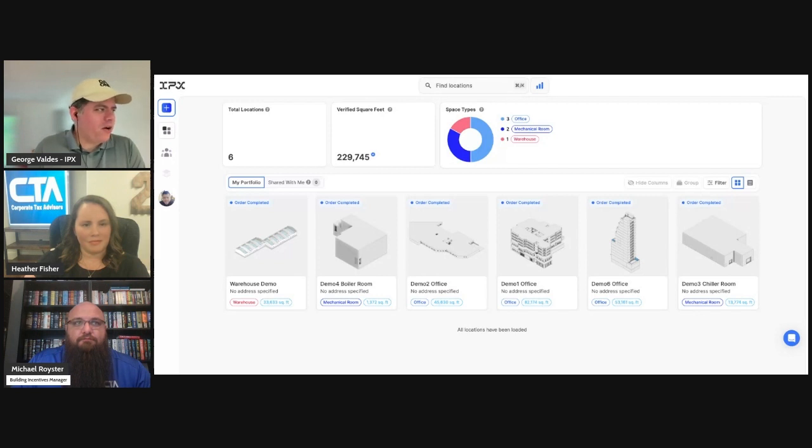So, all right. What are we seeing here? This is IPX, the platform. And what you're seeing here is a demo environment where we have about 6 different buildings. You'll see here that they have little badges on them that say order completed. We're very much about transparency throughout the process. So you will always know, when you're mobilizing us to scan a space and to convert it into these assets and ultimately the cost seg, where things are at.